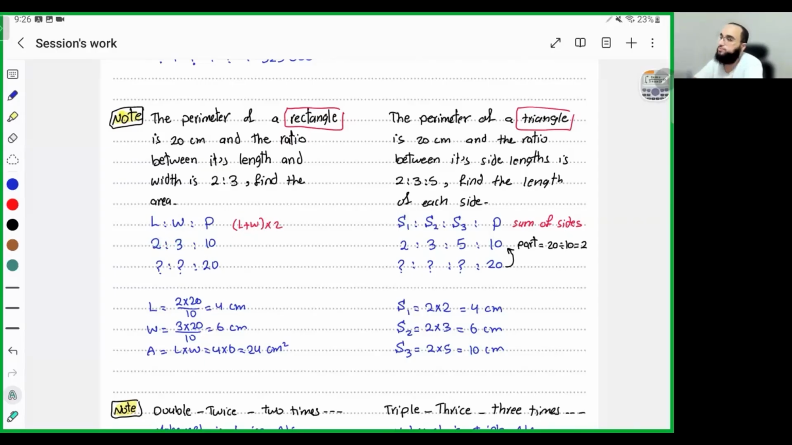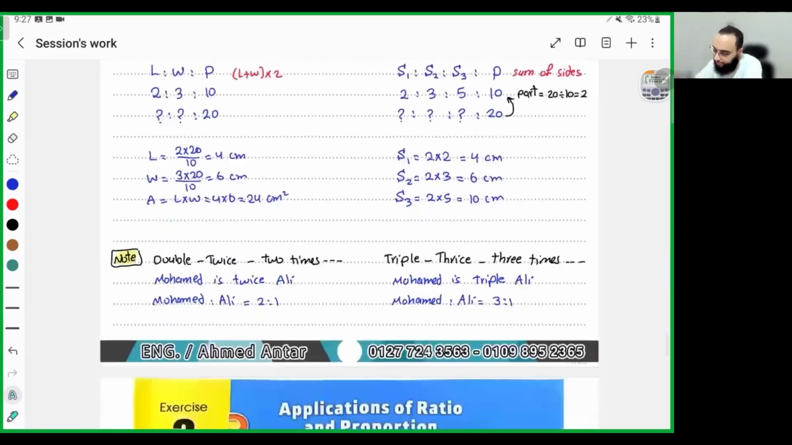And complete the question. If it is a perimeter inside the triangle, then the perimeter of the triangle is the sum of all of the sides. 2 plus 3 plus 5. But here it's length plus width, then times 2. Take care about these words. Double, twice, 2 times means the ratio 2 to 1. Treble, 3 times, it's 3 to 1. If it is half, then it's 1 to 2. If it is quarter, 1 to 4. Third, 1 to 3, and so on.